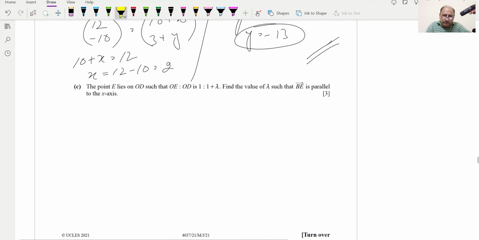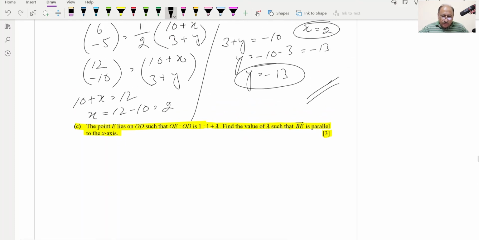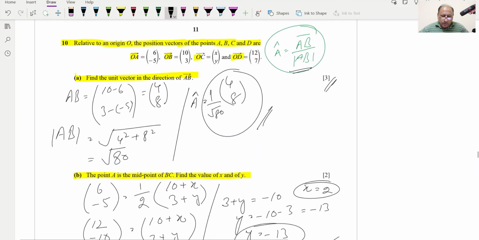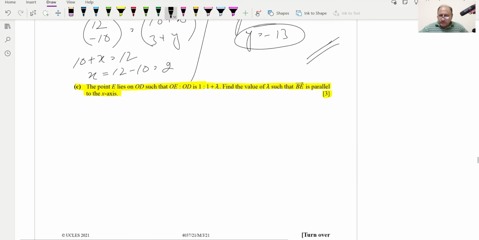The C part says the point E lies on OD such that OE to OD is 1 to 1 plus lambda. Find the value of lambda such that BE is parallel to the x-axis. This is 3 marks, a little tricky question. So first of all, we will write OB. We have OB given over here. OB is (10, 3).